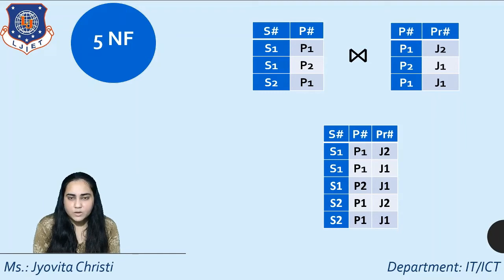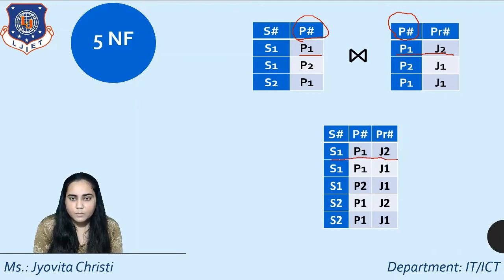So which column is common between the 2 tables on the top? You have P hash and P hash in both the tables. So of course your natural join will be performed on the basis of P hash. So let us see. You have P1 in the first row, which is matching with P1 in the second row, and that is why we are putting the first row as S1 P1 J2.